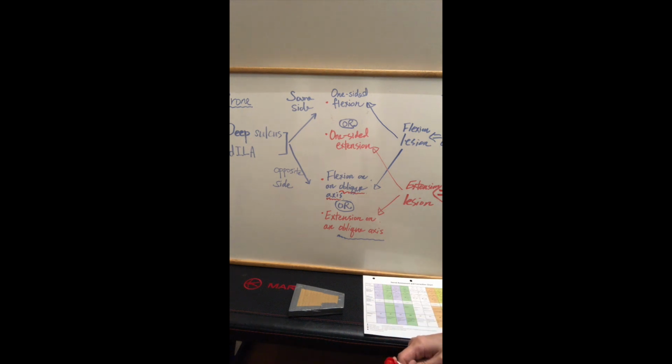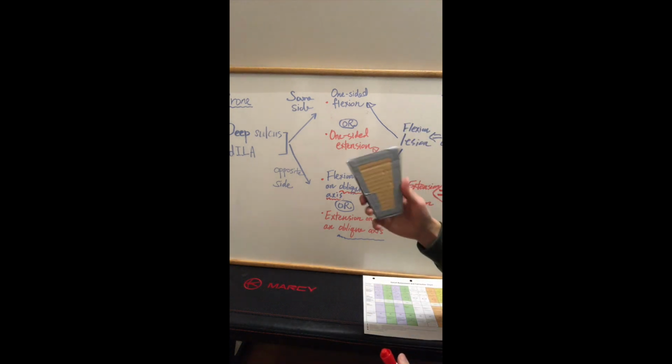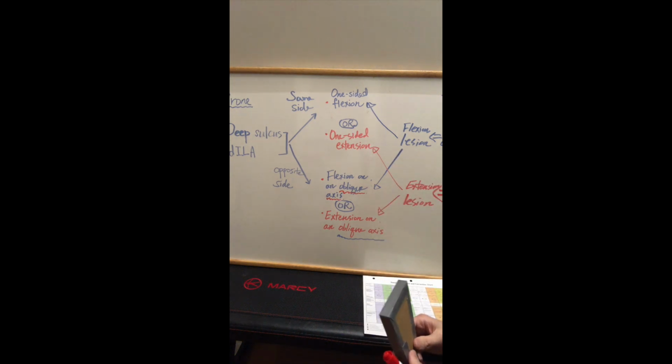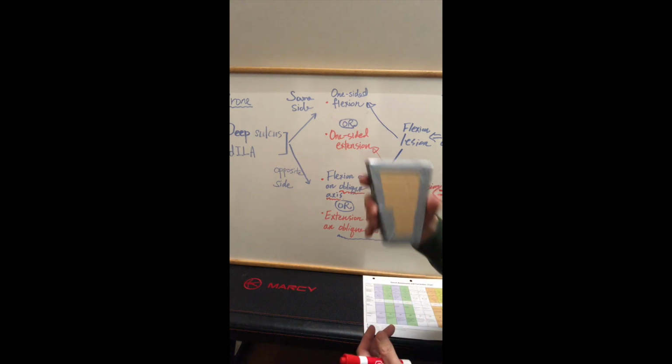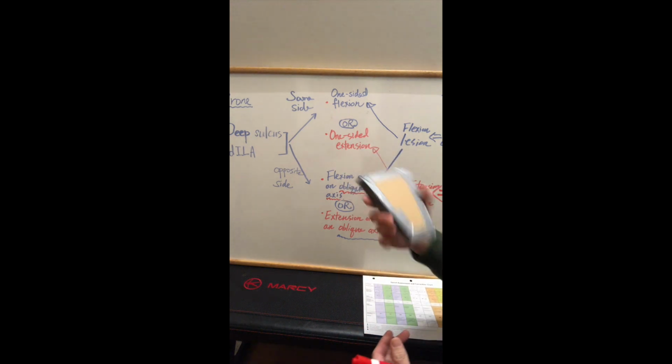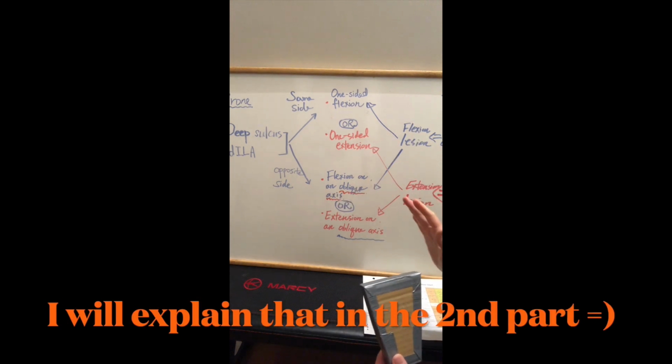But I know that this still feels a little bit confusing because I haven't related all this to the actual biomechanics of what happens. So I'm going to talk about that, relating it to what is meant by one-sided flexion, and what is meant by oblique axis flexion or extension. And then I will come back here and it will become clear.